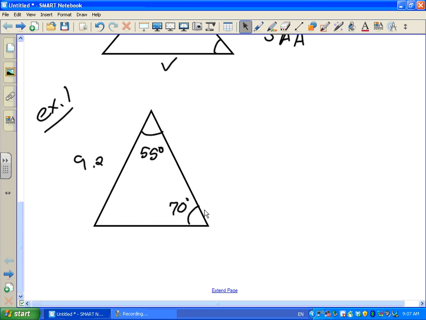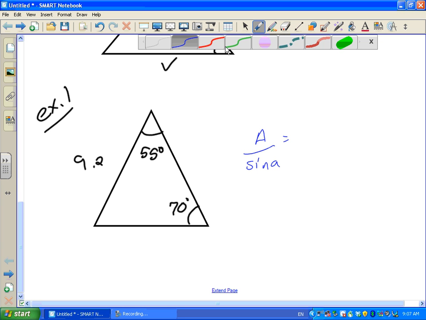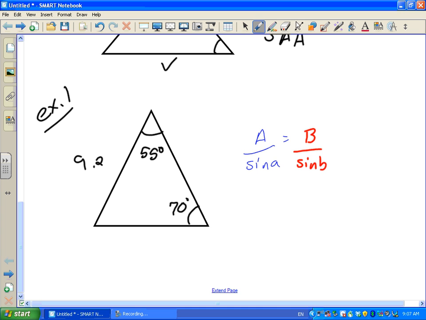Okay, so this is example 1. They've given us 2 angles and a side. We're going to set up our sine law right beside it. So we had our A over sine A is equal to side B over sine angle B, which is equal to C over sine angle C. Okay, very first thing you need to do is label the triangle. So we're going to start with any side. I told you it doesn't matter. Just make sure your side and your opposite angle have the same letters labeled to them.